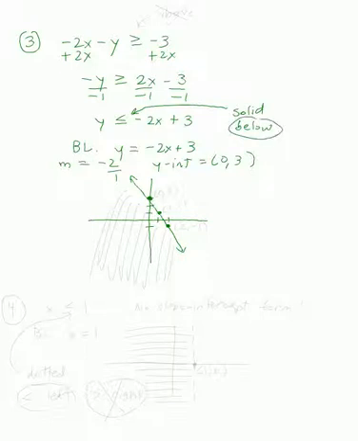This is really, really important, by the way. Because if I had looked at this inequality up here, then I would have shaded above, and that would be completely wrong. You have to look at what the inequality says at the end when you're actually dealing with the slope-intercept form.